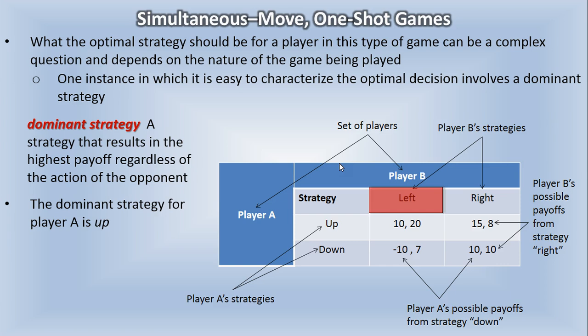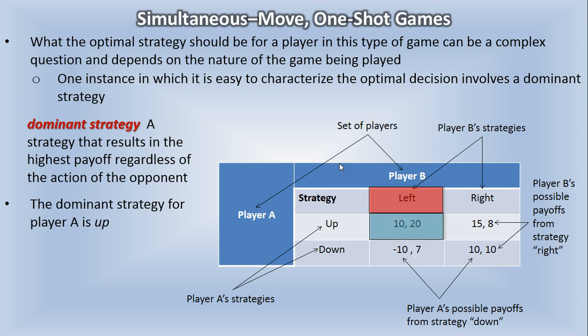In order to figure out if a player has a dominant strategy, you take the perspective of the player and you think, what would player A do? In this case, we're taking the perspective of player A. What would player A do in response to player B playing left? Well, if player B plays left, I can either play up or down. If I play up, I get 10. If I play down, I get negative 10. So obviously, it makes sense for me to choose up.